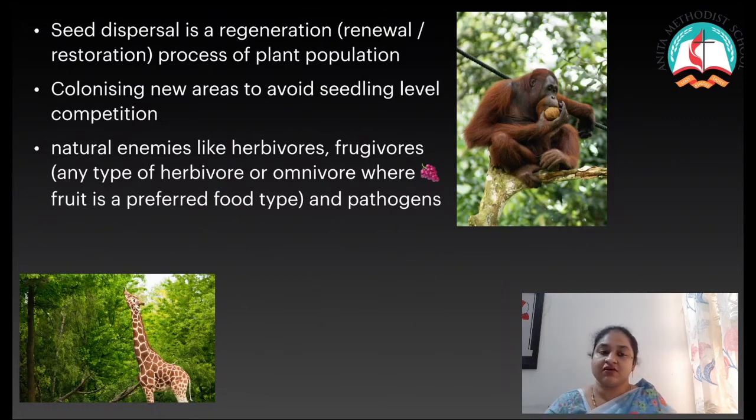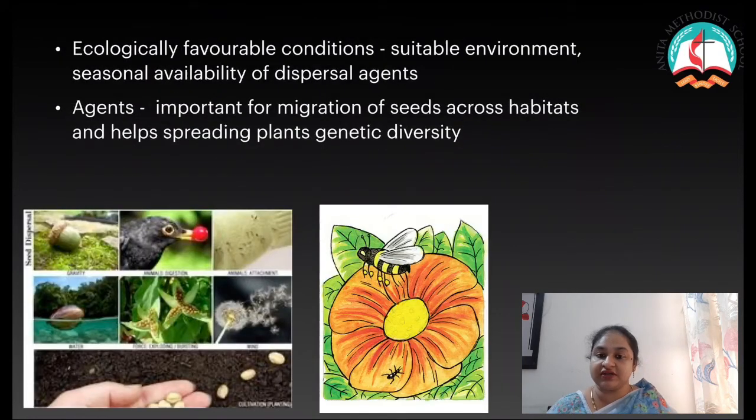So an ecologically favorable condition is needed. The environment has to be suitable. The seasonal availability of the dispersal agents. The dispersal agents have to be available. And the agents are very important for migration of the seeds. They have to move across their habitats to spread the plant's genetic diversity.